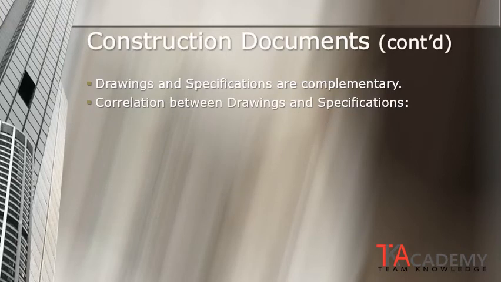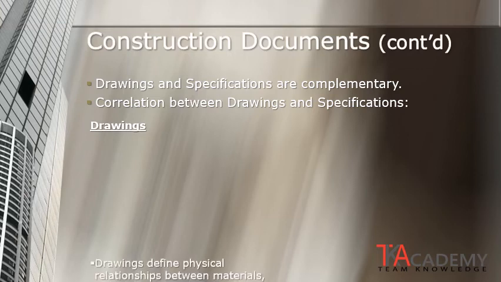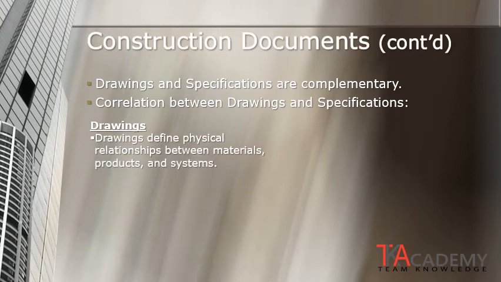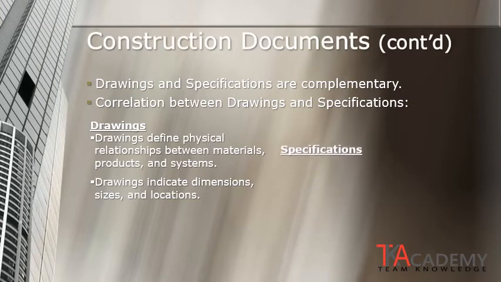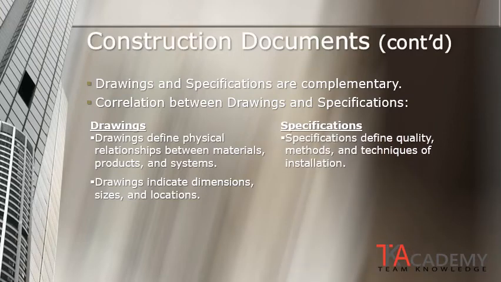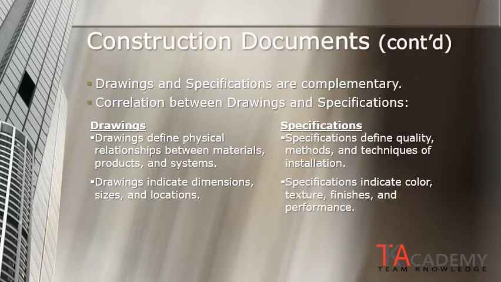Within construction documents, drawings and specifications are meant to be complementary. There's a correlation between information that is shown on the drawings and that which is included in the specifications. Drawings define the physical relationship between materials, products, and systems. Drawings indicate dimensions, sizes, and locations. Specifications, on the other hand, define quality, not quantity. They define methods and techniques of installation. Specifications indicate color, texture, finishes, and performance.